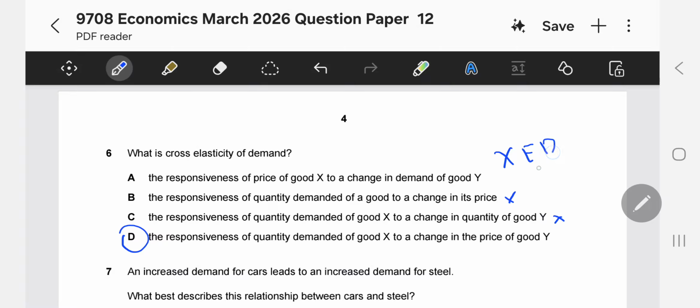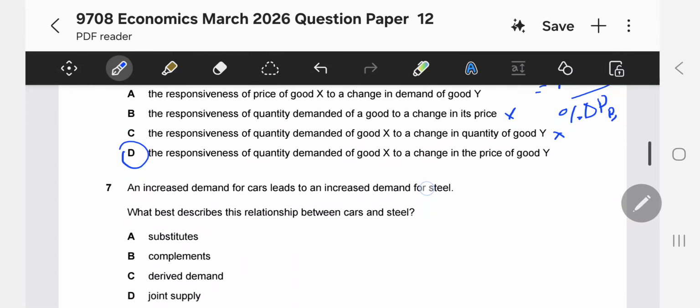XED will be given by this formula: percentage change in quantity demanded of good A divided by percentage change in price of good B. That's how you do it.